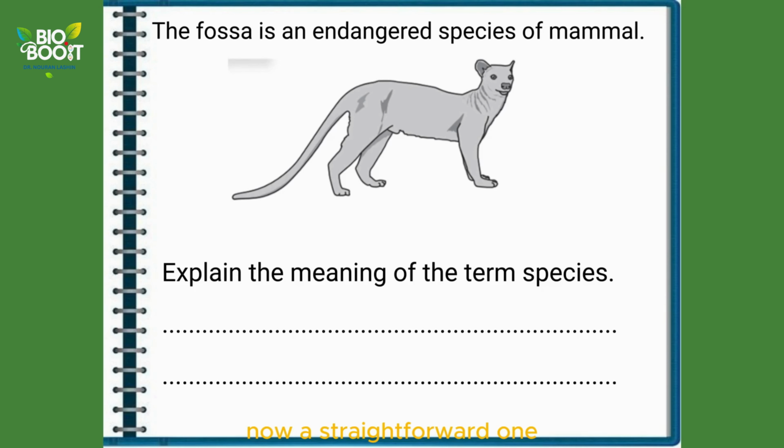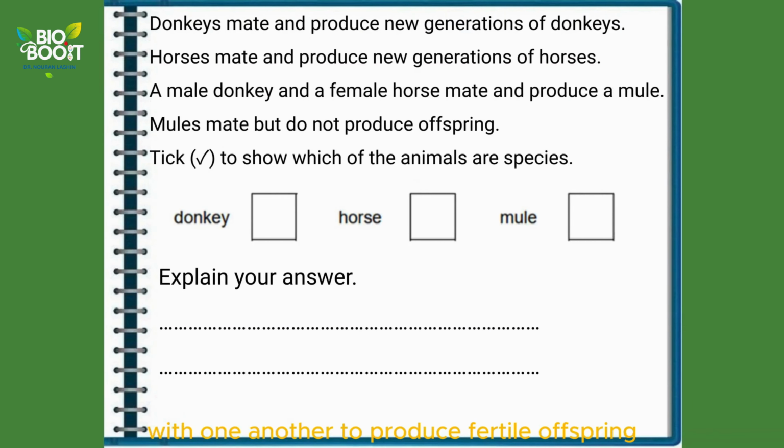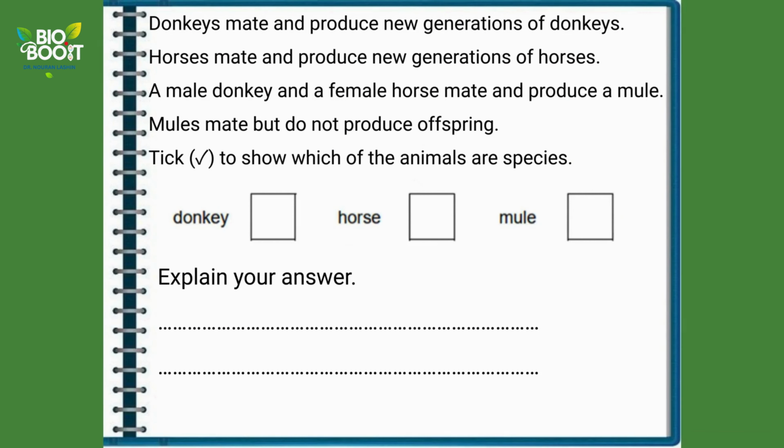Now, a straightforward one. The fossa is an endangered species of mammal. Explain the meaning of the term species. Based on what we've learned, we can say, a species is a group of similar organisms that can breed with one another to produce fertile offspring.